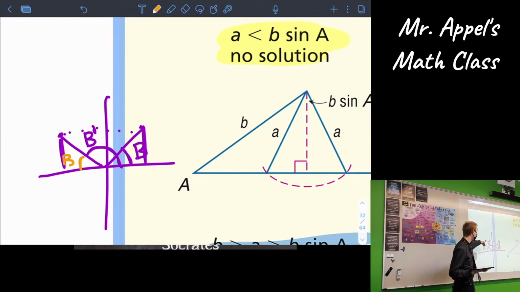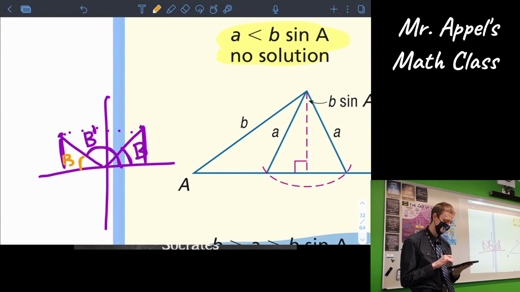The reference angle here in quadrant 2 must also be B, because this is the same triangle. It's got the same height there, so it's got to have that same internal acute angle. Now we can clearly say, B prime plus B is 180. So I want to solve for B prime: 180 minus B.